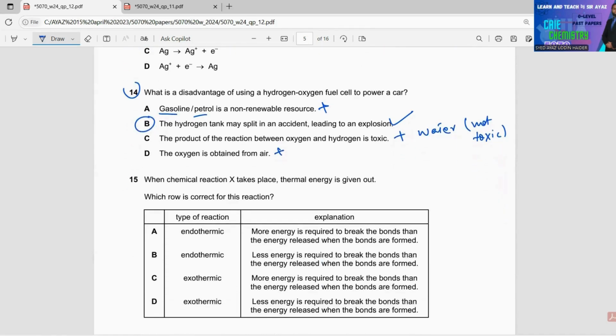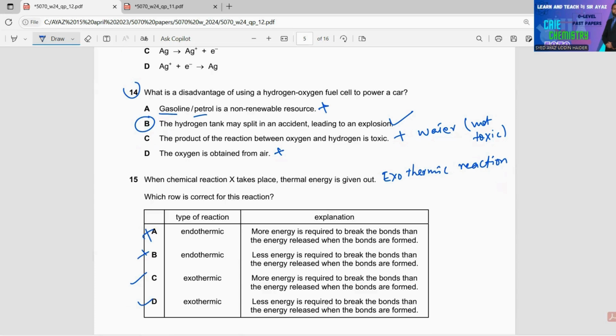When chemical reaction X takes place, thermal energy is given out. It means it's exothermic. Which row is correct for this reaction? So either C is correct or D is correct. Both A and B are incorrect because in A and B, they have mentioned an endothermic reaction, but the reaction is exothermic.